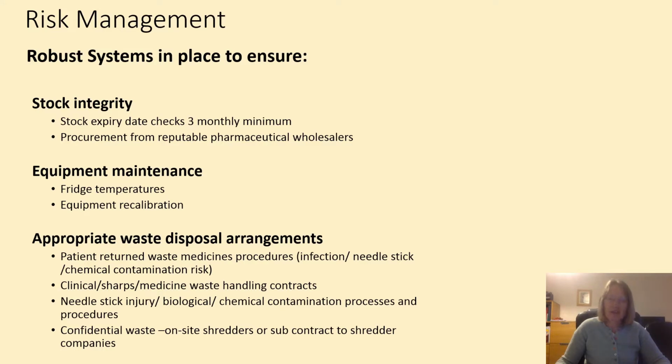We also have to recalibrate equipment, and this might be blood pressure monitors, it might be thermometers that we're using for the fridge or for room temperature measurement, or any other piece of equipment, just to make sure that these pieces of equipment that we're using are accurate. And we have to do this in the time frames that the companies that produce the equipment say. So it might be annual, it might be every 3 years, depends on the piece of equipment.